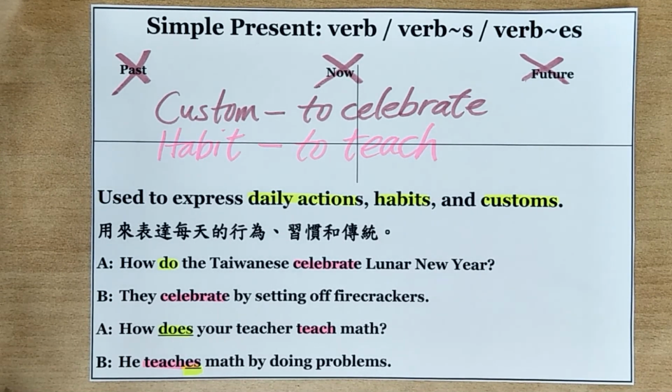A: How does your teacher teach math? B: He teaches math by doing problems. Okay, again, we don't care about the past, now, or the future. We're talking about a custom, what a people do. The custom here is to celebrate. The habit here is to teach.